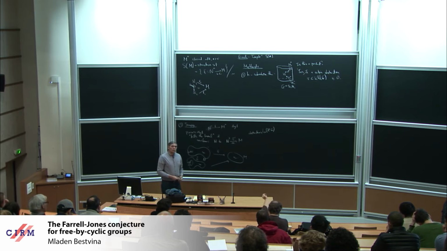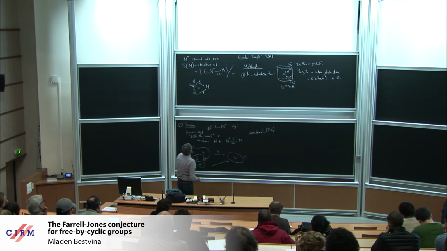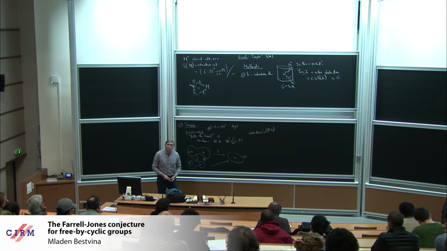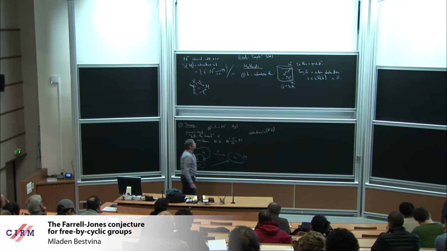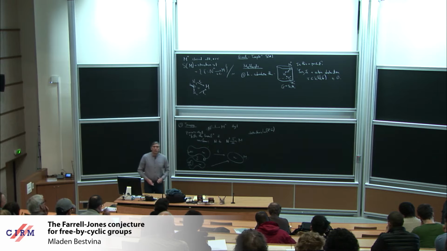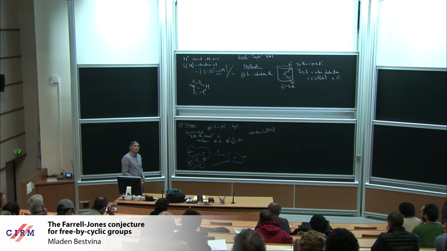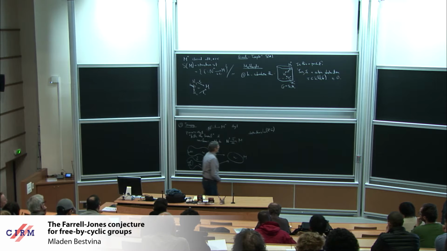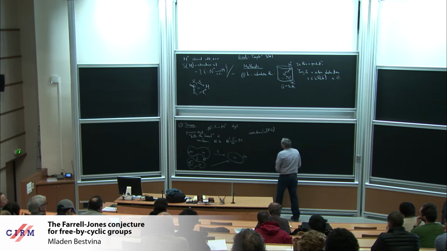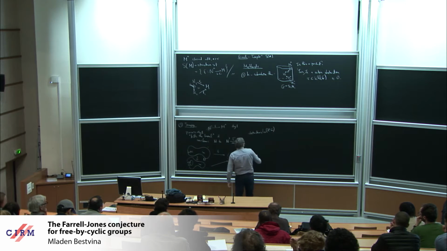And so you can hope to use surgery to construct an h-cobordism between N and M. And then if you succeed in that, then you can hope to use the h-cobordism to prove that it's a product, and therefore N is homeomorphic to M. But there are all these obstructions along the way. Okay, and so what is the philosophy of the Farrell-Jones conjecture?